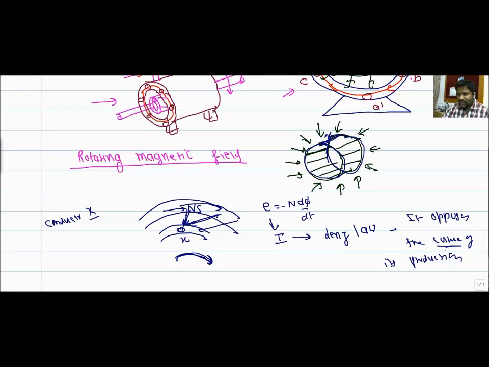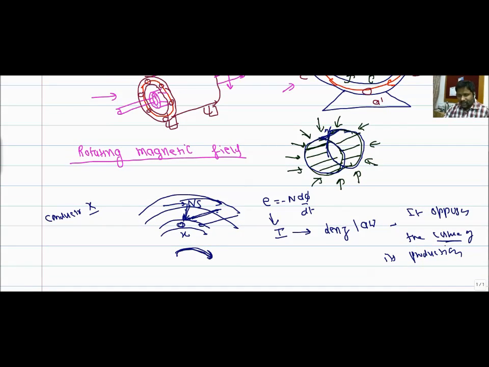So the concept that we have understood is that the rotating magnetic field cuts the conductor. The conductor experiences induced EMF. This induced EMF generates a current called induced current. This current tries to follow Lenz's law, and Lenz's law states that it always opposes the cause of its production. Here the cause is this change in magnetic field.